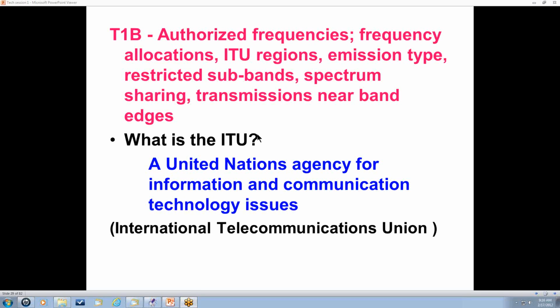T1B: authorized frequencies, frequency allocations, ITU regions, emission types, restricted subbands, spectrum sharing, transmissions near band edges.